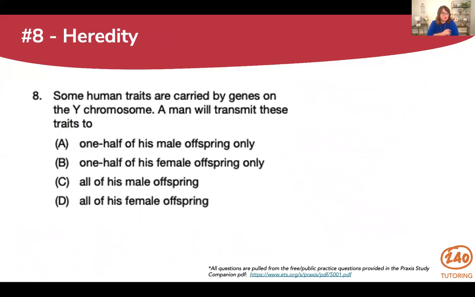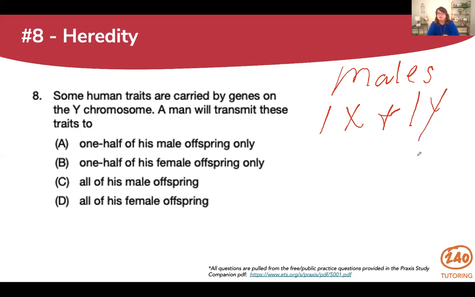Let's look at this one about heredity. Number 8 says some human traits are carried by genes on the Y chromosome. A man will transmit these to A, one half of his male offspring only, B, one half of his female offspring only, C, all of his male offspring, D, all of his female offspring. So here's what you need to know. Males have one X and one Y chromosome, okay?